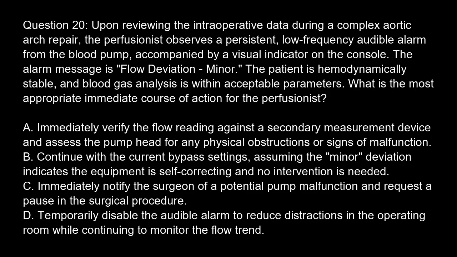Option A. Immediately verify the flow reading against a secondary measurement device and assess the pump head for any physical obstructions or signs of malfunction. Option B. Continue with the current bypass settings, assuming the minor deviation indicates the equipment is self-correcting and no intervention is needed. Option C. Immediately notify the surgeon of a potential pump malfunction and request a pause in the surgical procedure. Option D. Temporarily disable the audible alarm to reduce distractions in the operating room while continuing to monitor the flow trend.